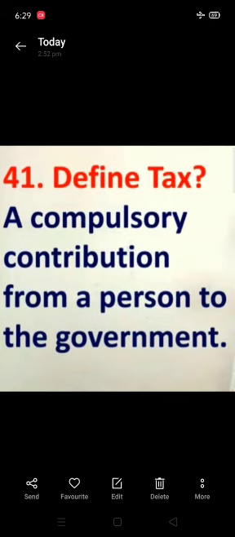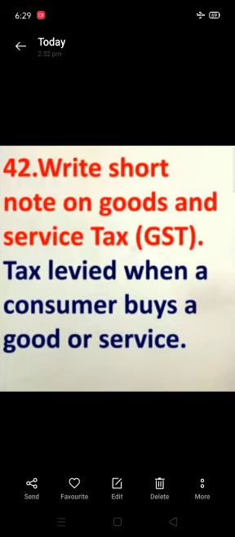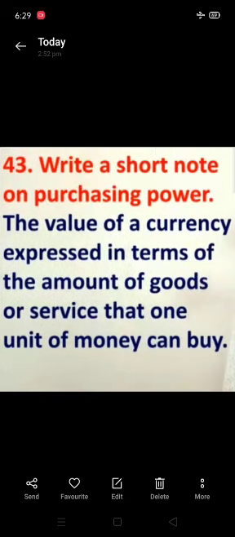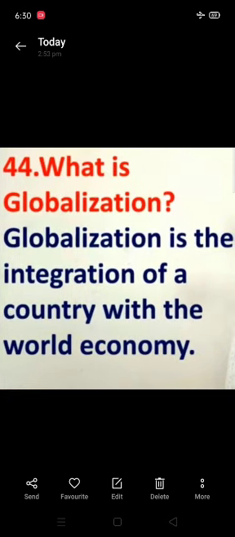Define tax. A compulsory contribution from a person to the government. Write short notes on Goods and Services Tax. Tax levied when a consumer buys a good or service. Write a short note on purchasing power. The value of a currency expressed in terms of the amount of goods or services that one unit of money can buy.